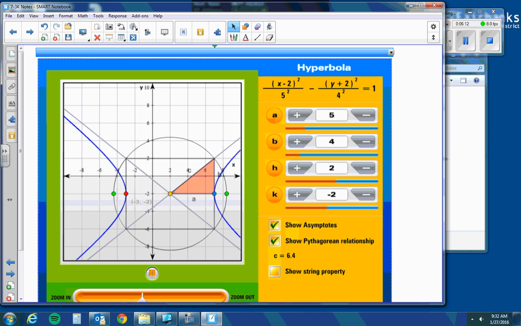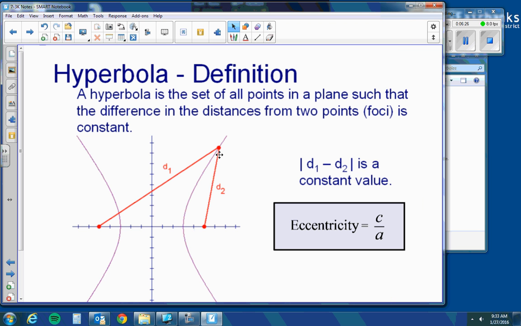The reason it matters, though, is because these asymptotes have a slope that is B over A. You go up B over A, that'd be the slope of your asymptotes. So I'm saying that's where B comes in. It gives you the asymptotes.